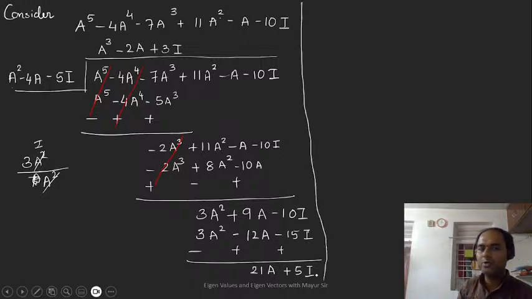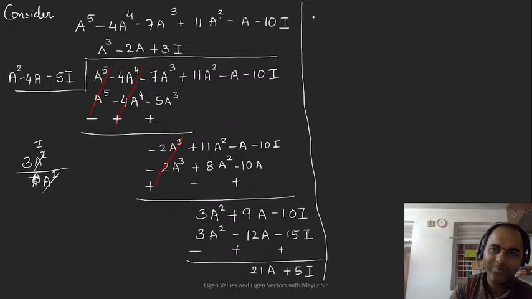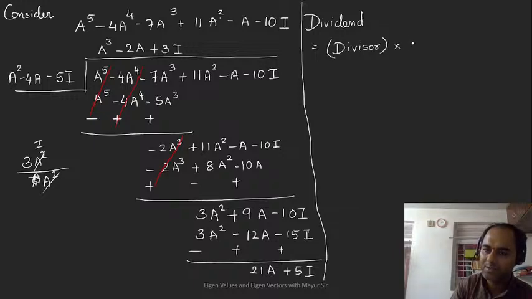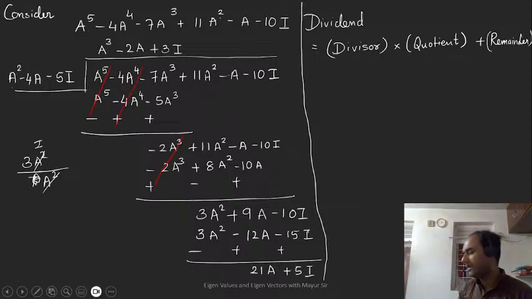Final thing, now we cannot do the division further because the degree of the remainder is less than the degree of the divisor. Now we use a concept which was again taught in school. See, school concepts are so important. That's why we should pay attention in school also. Dividend is equal to divisor times quotient plus remainder. This is the concept that we have learned.